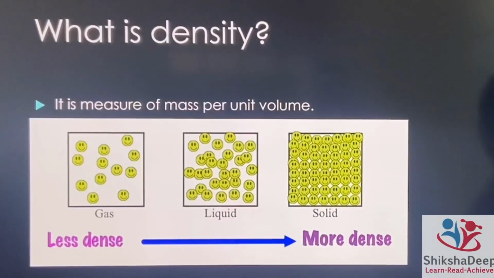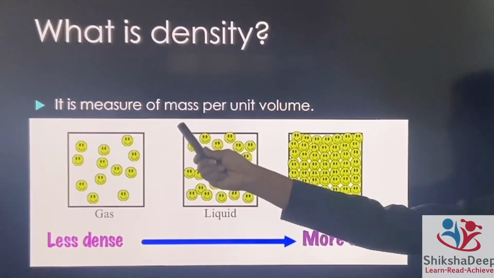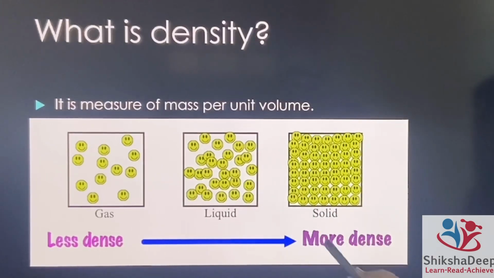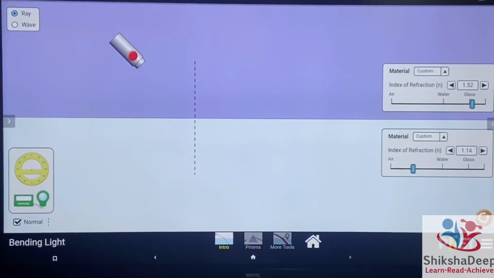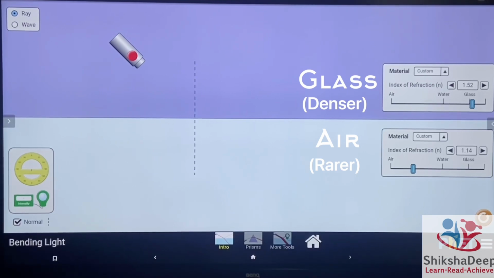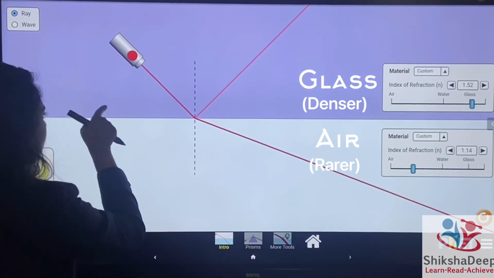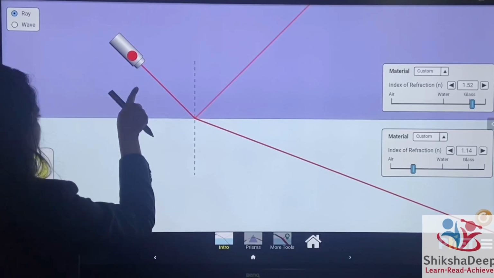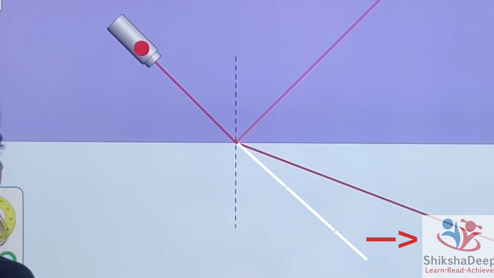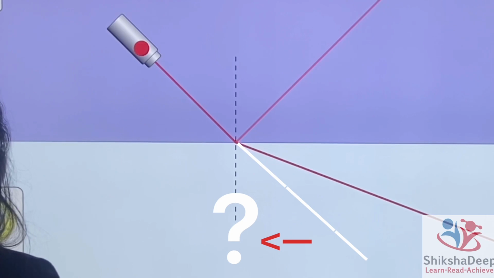So what is density? It is the measure of mass per unit volume. We know solid is more dense compared to liquid and gases. Let's go back to refraction. Here the light travels from glass to air, air being the rarer material and glass being the denser material. It's similar to the video clip that we saw. People were moving from crowded region to free zone. Here light travels from denser region to the rarer region, which results in change in speed of light, which causes bending of light. Here we saw the bending of the light occurs this way. Is it possible for us to bend the light ray this way?